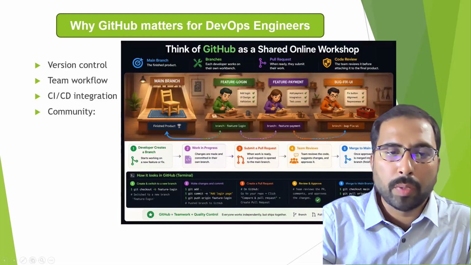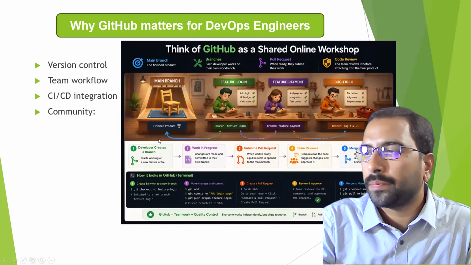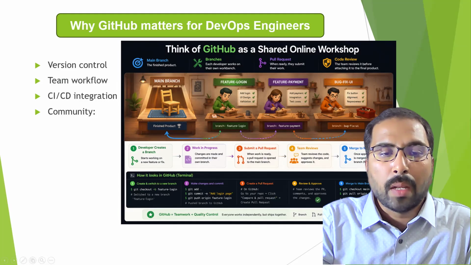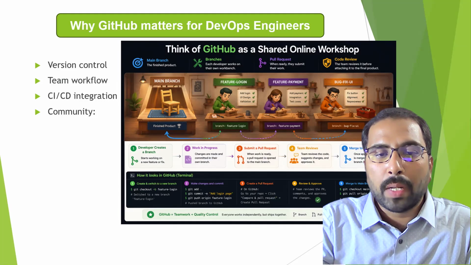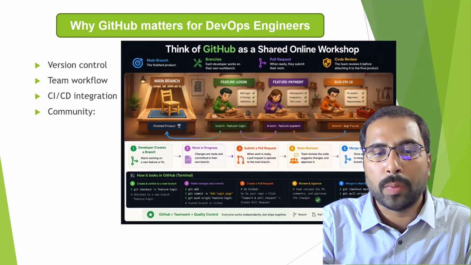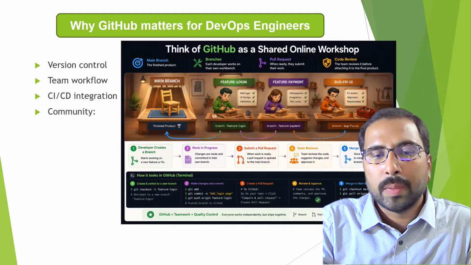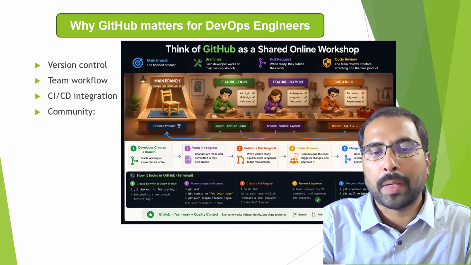See here, I'm giving you more examples. The main branch is there, which is the production code, and then there are feature branches. For example, one developer created a branch for the login page. So he is working on feature login, she is working on feature payment, and he is working on a bug fix.